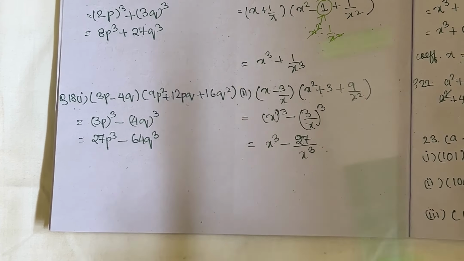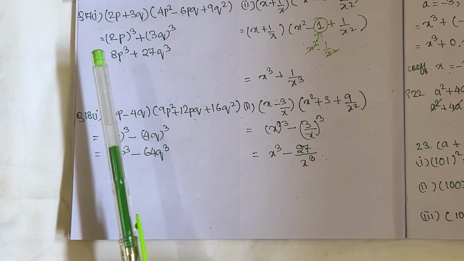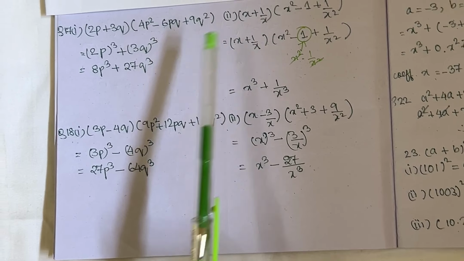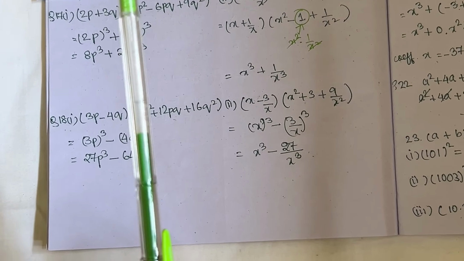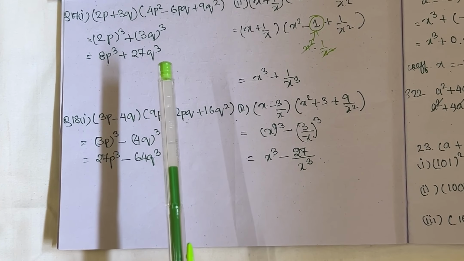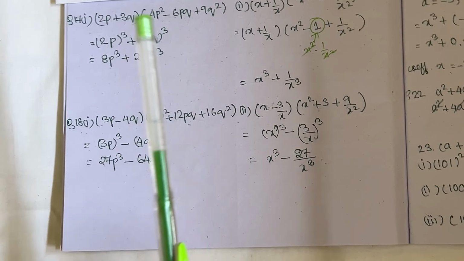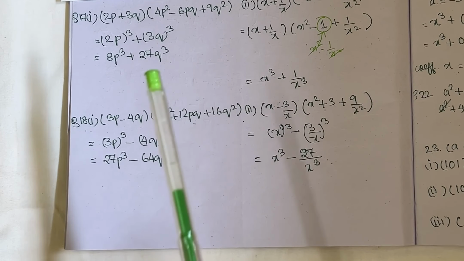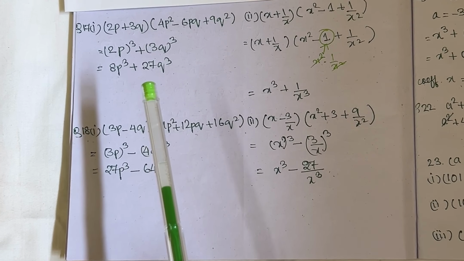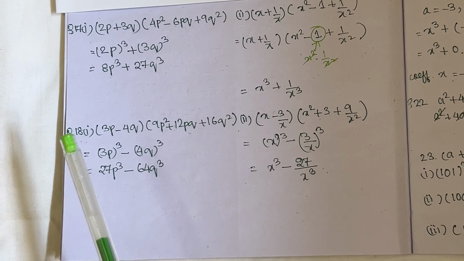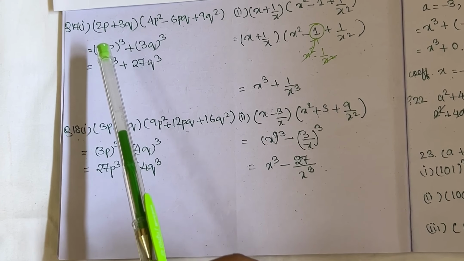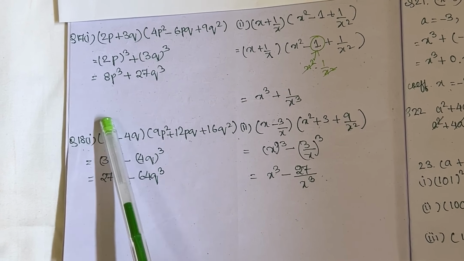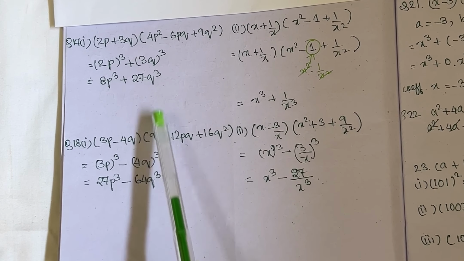Now for sum number 17, we can see (2p plus 3q) into (4p square minus 6pq plus 9q square). So our first initiative will be to check whether it falls into any formula. From the formula sheet from the previous video, you can check that it does fall into a formula, that is the a cube plus b cube format. So we are just putting 2p as a and 3q as b. So we get 8p cube plus 27q cube.